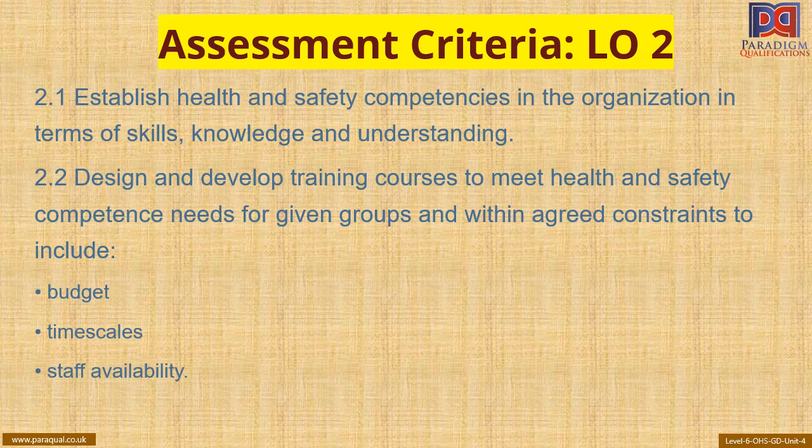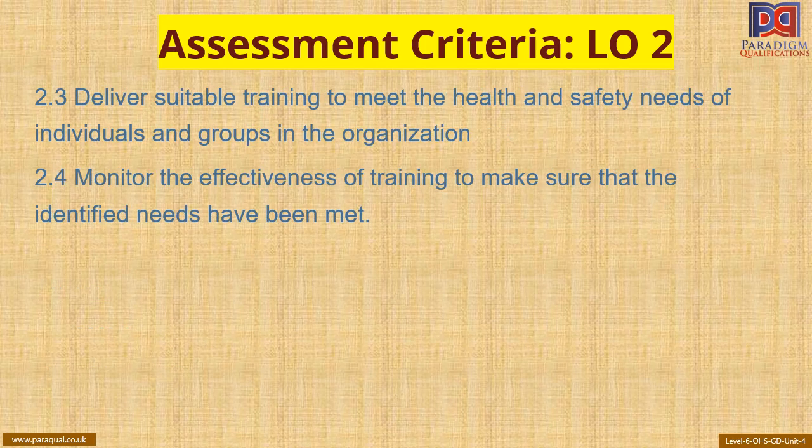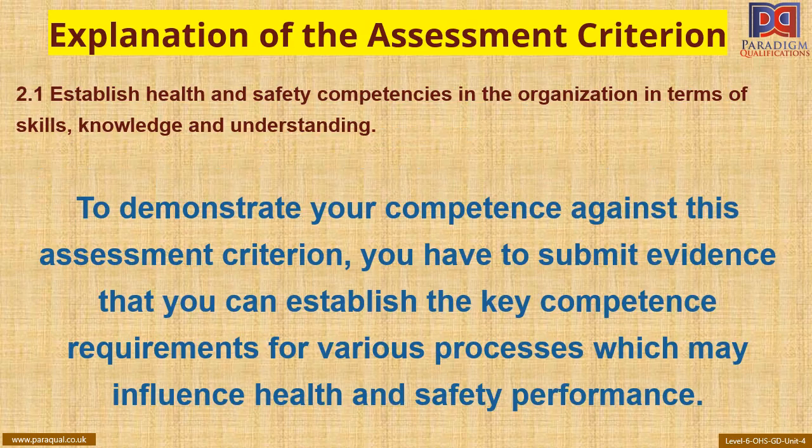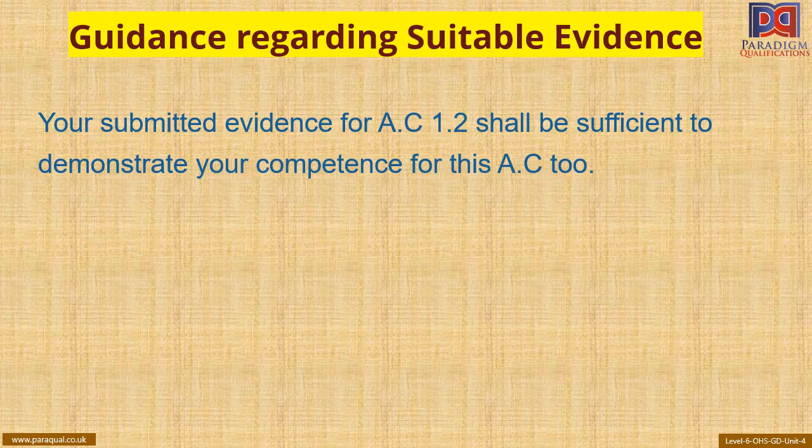There are 4 assessment criteria in the second learning outcome. We shall discuss each assessment criterion in detail, so you should understand what each assessment criterion requires and what can be the suitable evidence. 2.1 Establish health and safety competencies in the organization in terms of skill, knowledge, and understanding. You have to submit evidence that you can establish the key competence requirements for various processes which may influence health and safety performance. Your submitted evidence for assessment criteria 1.2 shall be sufficient to demonstrate your competence for this assessment criteria.